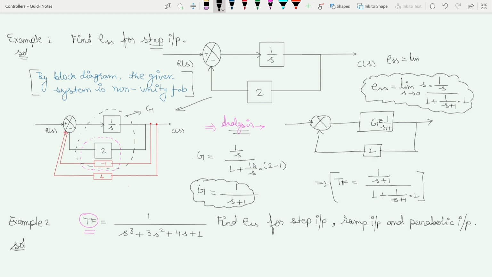So the steady state error is equal to the limit as s tends to 0. This s will get cancelled, and this will be s plus 1 divided by s plus 1 plus 1. You can just directly put the limit, so it is 0 and 0, and it comes out as 1 by 2. Okay, so this is the value of the steady state error which you will get from this particular transfer function.